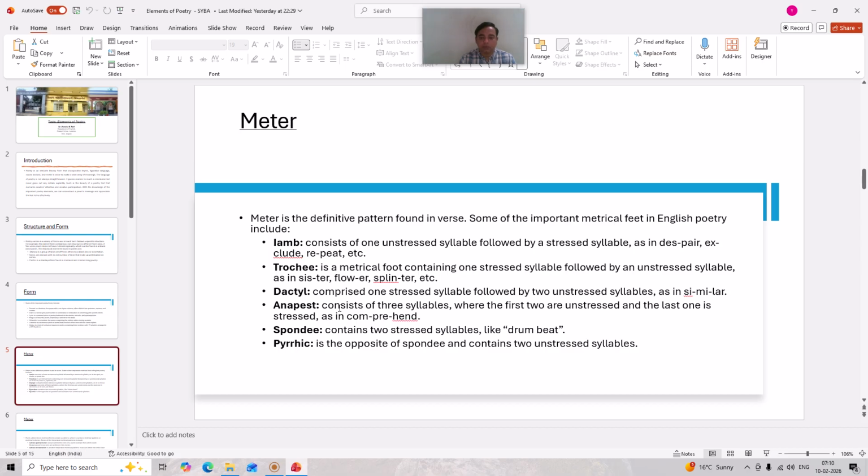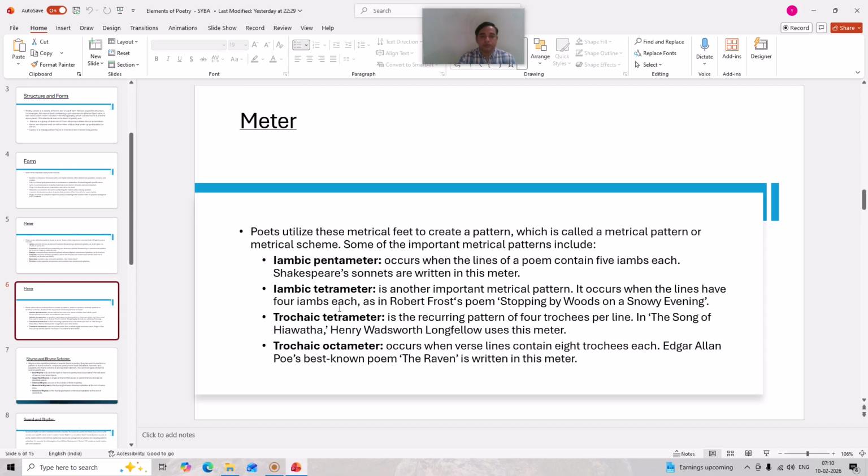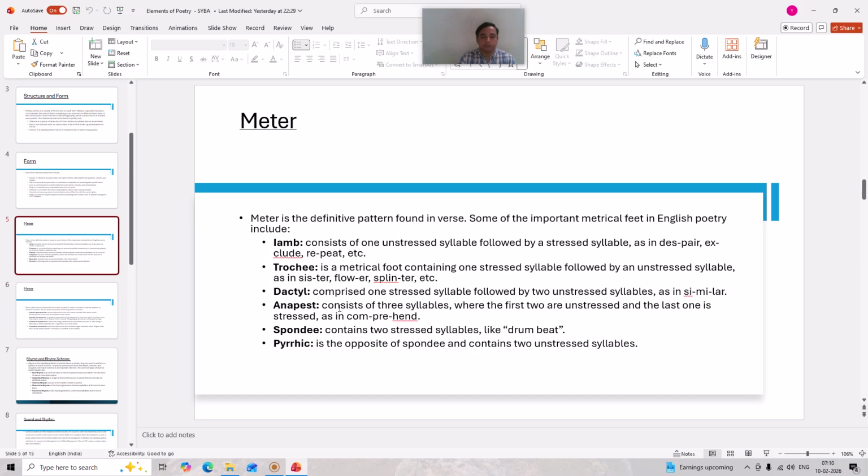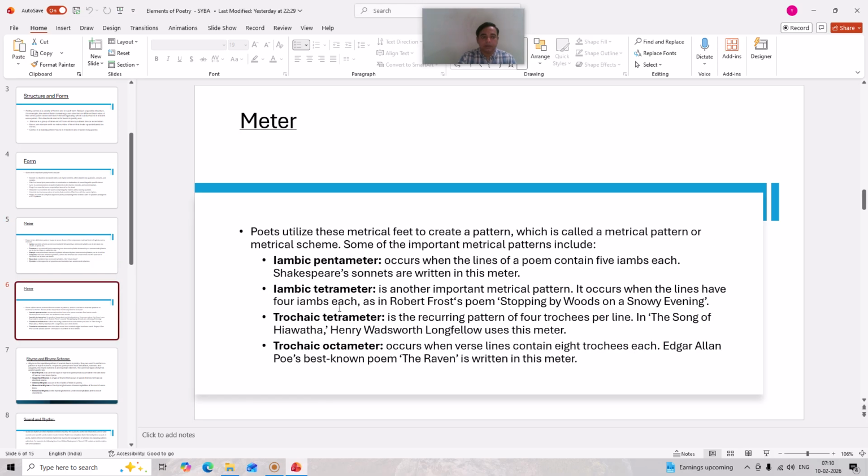In an anapest, two unstressed syllables are followed by one stressed syllable. In a spondee, two stressed syllables are found. In a pyrrhic, two unstressed syllables are found. So this is how meter is also a kind of sound pattern that tries to make us understand what could be the form of poetry.